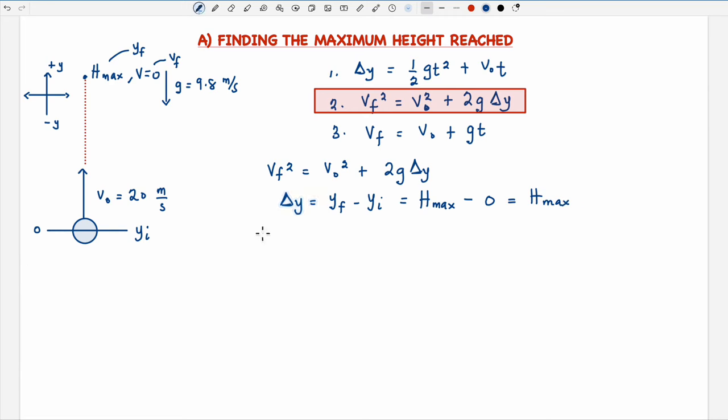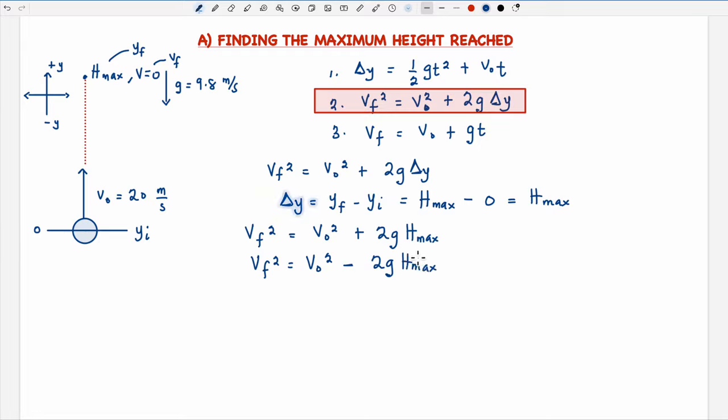Now we can simplify this equation to the final velocity squared equals the initial velocity squared plus 2g h max. Another interesting thing to note is that acceleration of free fall is pointing downwards, and per our coordinate system, any vector pointing downwards is going to be negative. Therefore, we have v final squared equals v initial squared minus 2g h max.